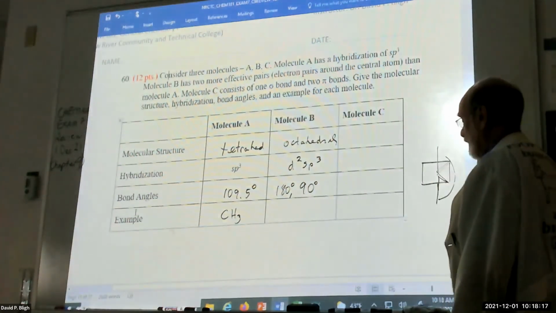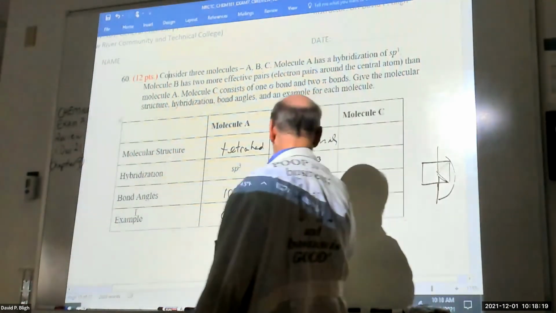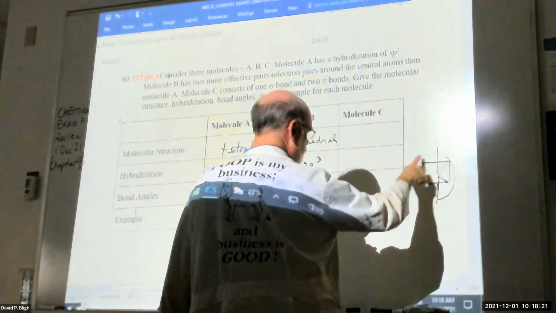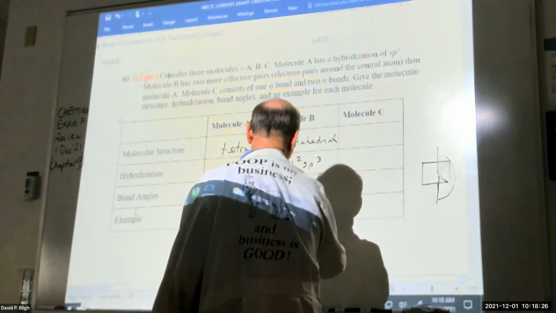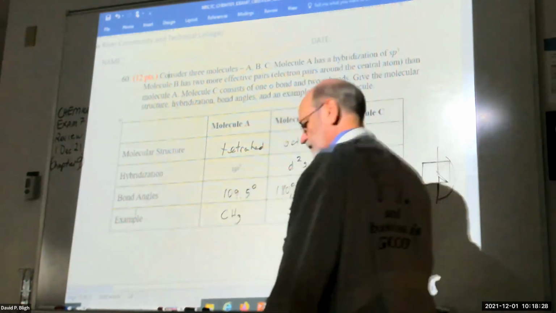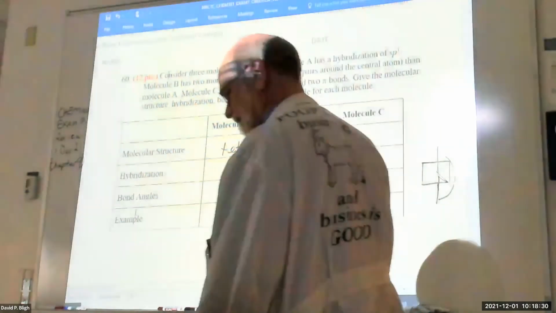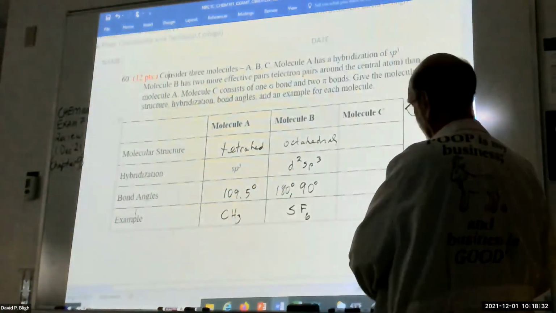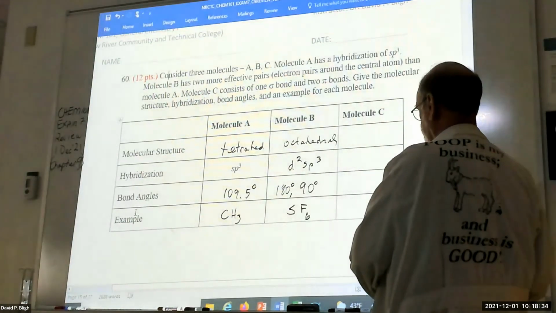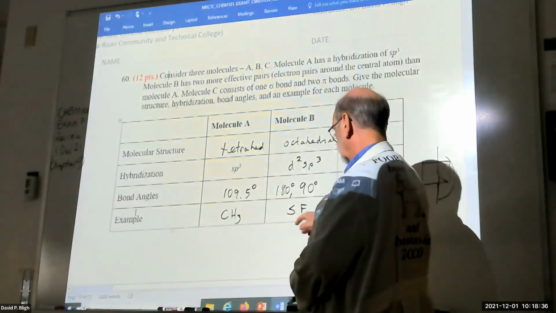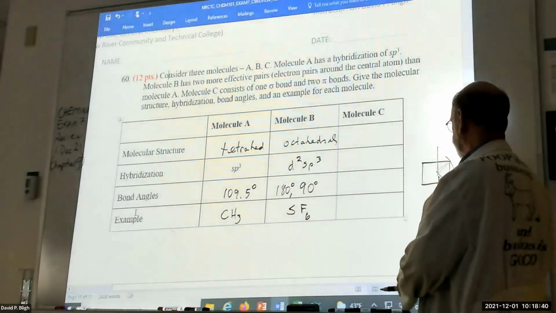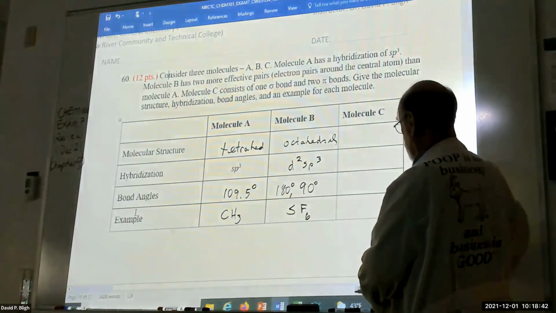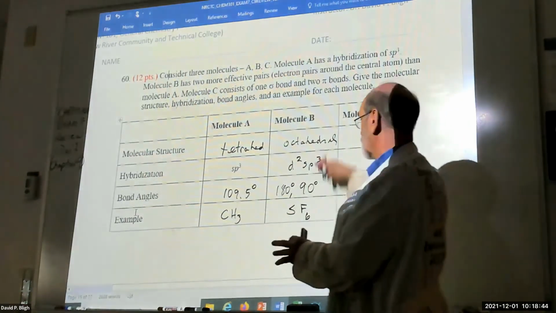And what's an example of that? Well, let's see. 1, 2, 3, 4, 5, 6. Sulfur hexafluoride would be a good one. You won't have any lone pairs sticking out there. That's what our objective is. No lone pairs in order to meet this condition.